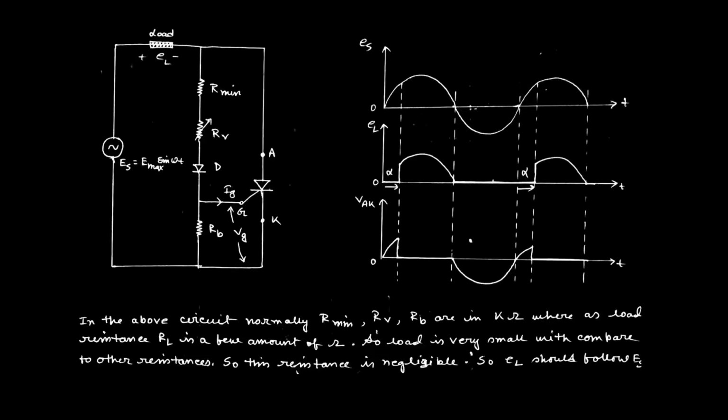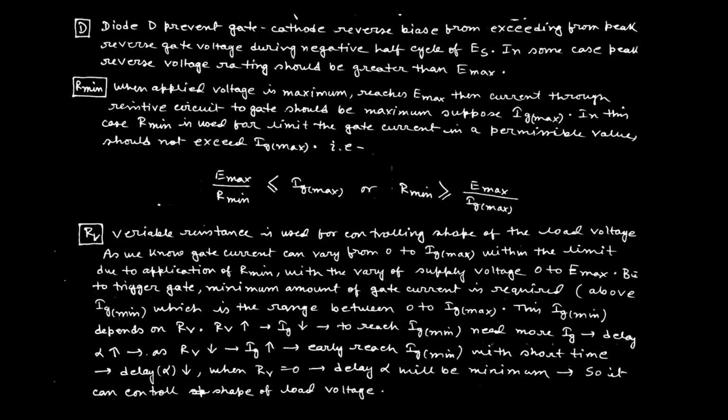So the load is very small compared to other resistances. So we can say as the resistance of the load is negligible, the voltage appearing across the load, that is EL, should follow the supply voltage ES. The detailed description of all components used in our firing circuit is described here properly.